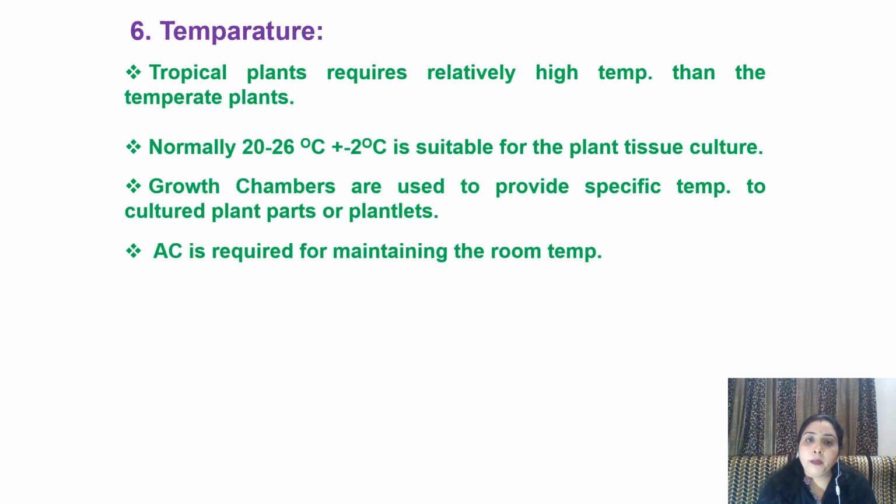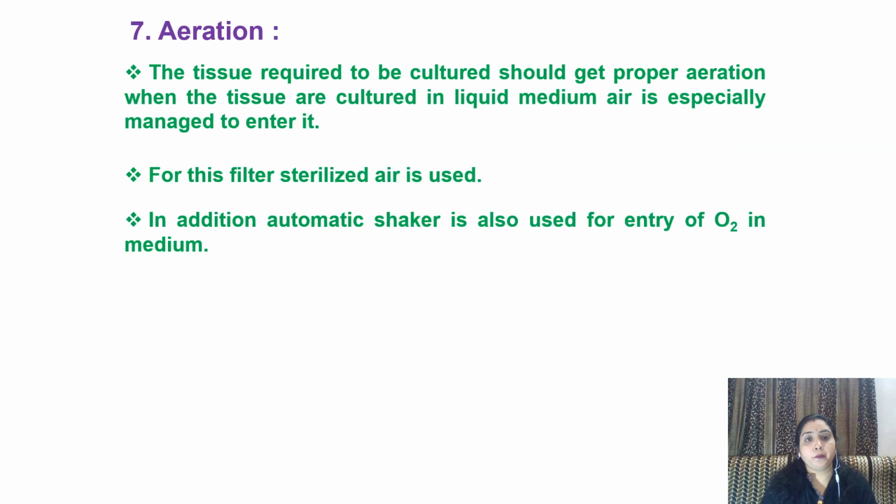Temperature. Tropical plants require relatively higher temperature than the temperate plants. Normally, 20 to 26 degrees centigrade is suitable for plant tissue culture. Generally, it is maintained at 25 degrees centigrade. Growth chambers are used to provide a specific temperature to cultured plant parts or plantlets. AC is required for maintaining the room temperature.